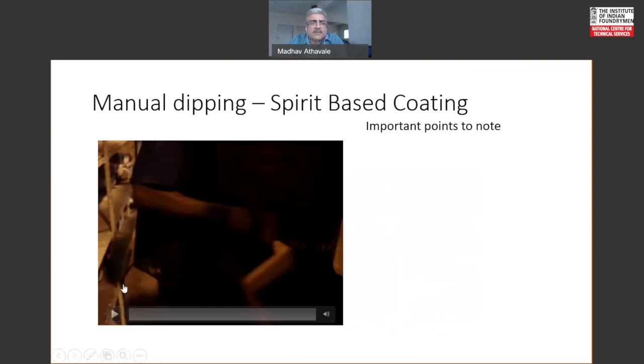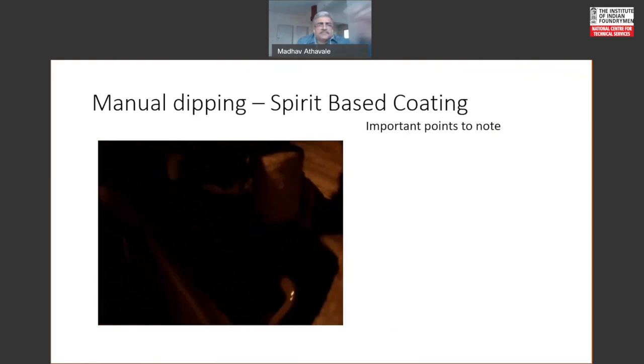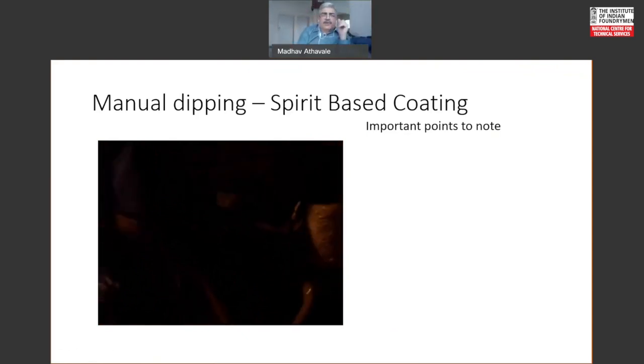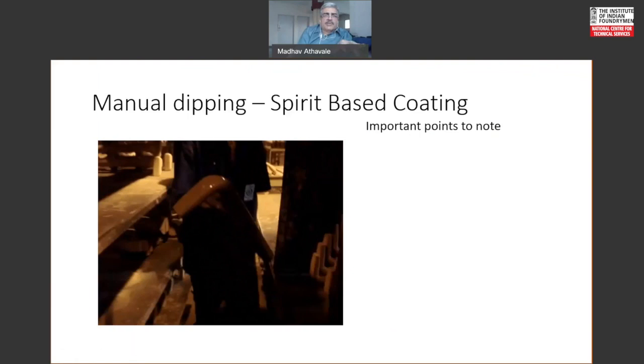Now let's have a quick look at what normally we would call a slightly crude way of dipping the coating, manual dipping, that too for spirit-based coating. It is meant for manifolds. The video is taken for manifolds. Very quickly, let's have a look. I know the video quality is not great, but you'll be able to see the essential.